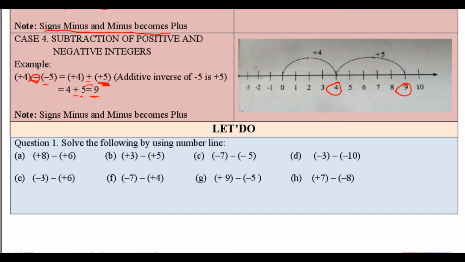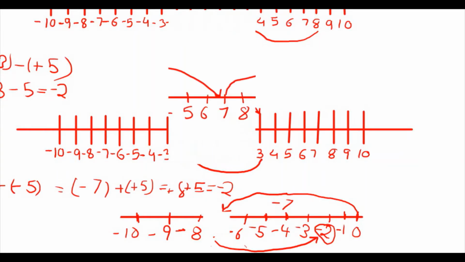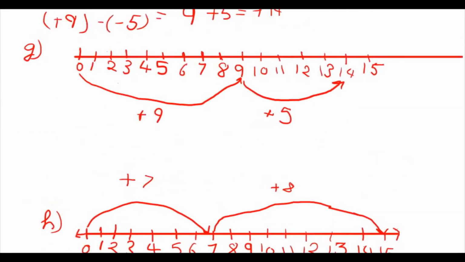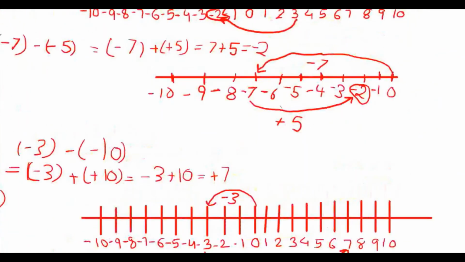Question 1. Solve the following by using number line. So we have A, 1 plus 8 minus plus 6. So I have done these questions on the other page here. So let me quickly scroll up here. So let's see the solutions.